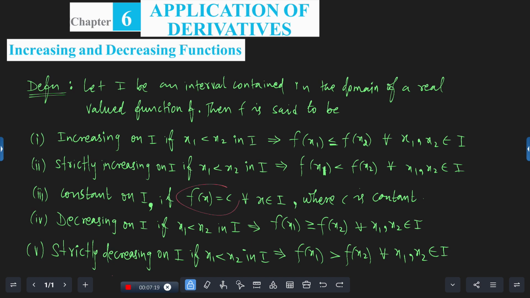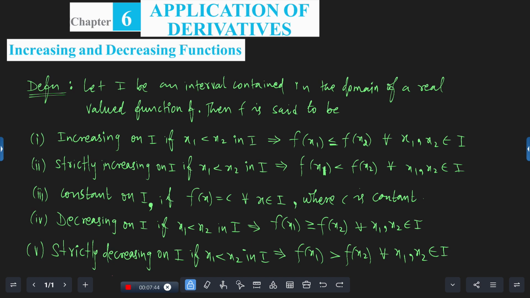And the last, third point is what? Constant. When we take a constant function, you will be getting what? Constant on the interval. It means when you draw the diagram, you will be getting one horizontal line. When you take y equal to k, because f of x will be taking y, then only a horizontal line you will be getting. Understand? Right.